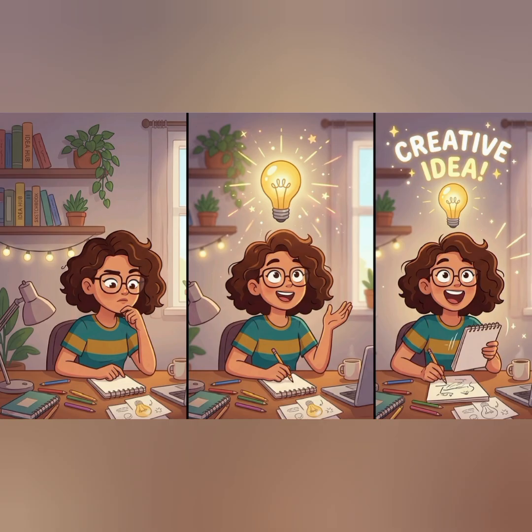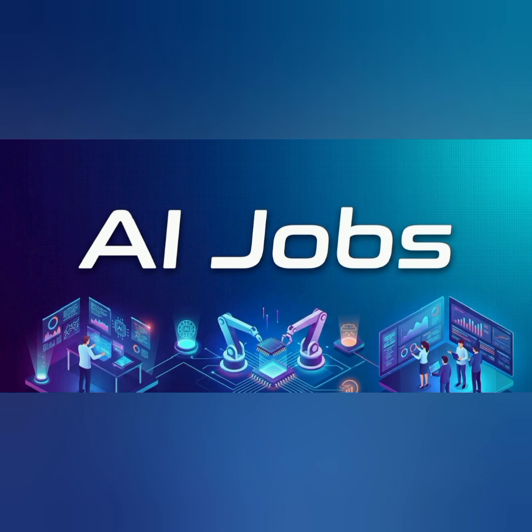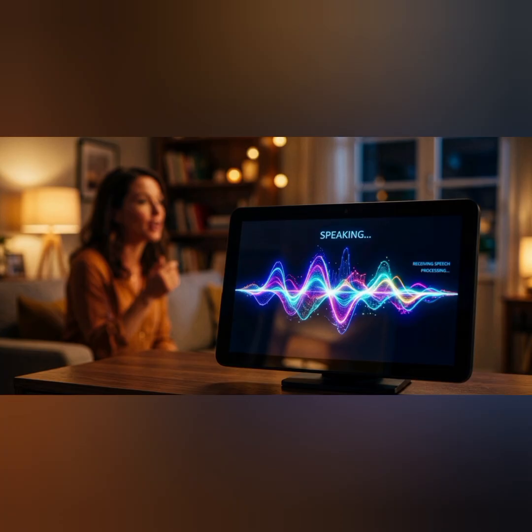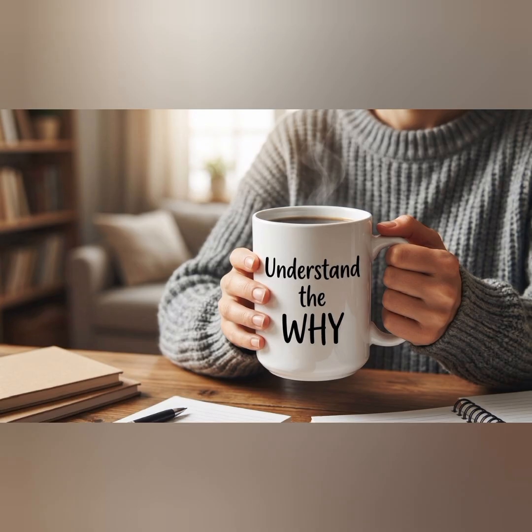Now let's talk about why this is so important. Because without data annotation, AI simply wouldn't work the way it does today. Every AI system depends on high-quality, labeled data. For example, self-driving cars rely on thousands, even millions of annotated images to understand roads, traffic signs, pedestrians, and obstacles. If the data is not labeled properly, the system can make mistakes.